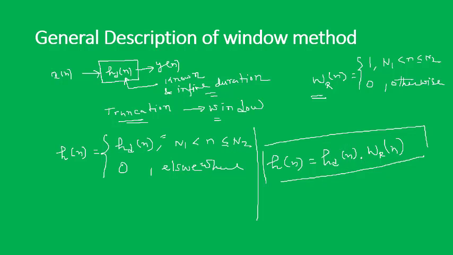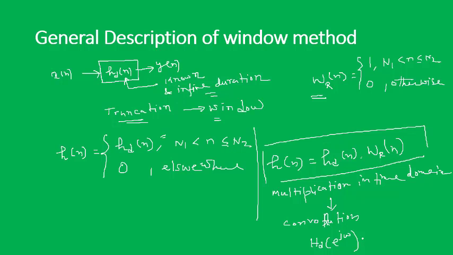Now if you see, this is a multiplication in the time domain. So multiplication in the time domain will result in what? Multiplication in the time domain will result in convolution in the frequency domain, right? So things will get convolved. So if we have Hd of e power j omega as the DTFT of hd of n and Wr of e power j omega, then this will be the convolution, and that is how we will get H of e power j omega in the frequency domain.